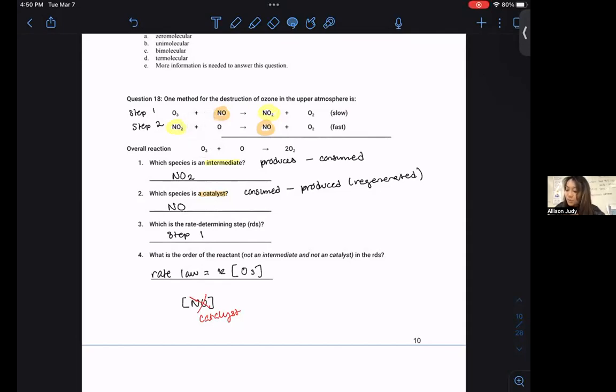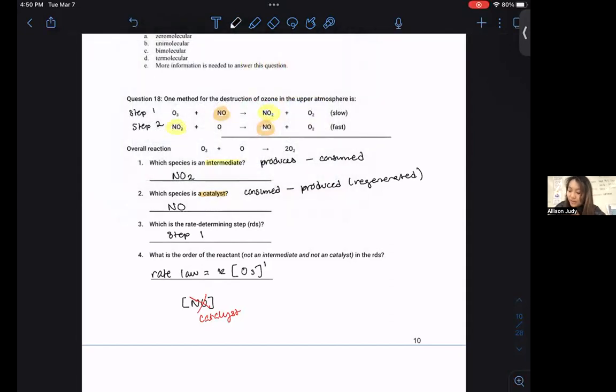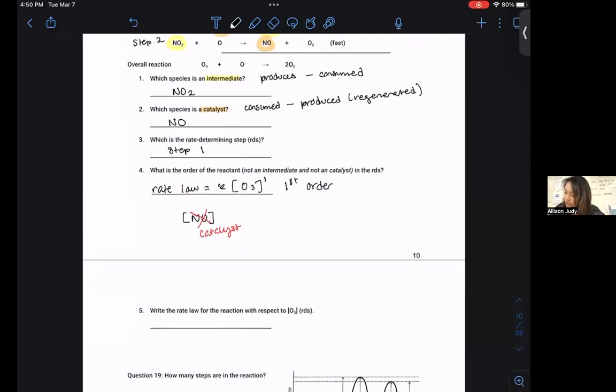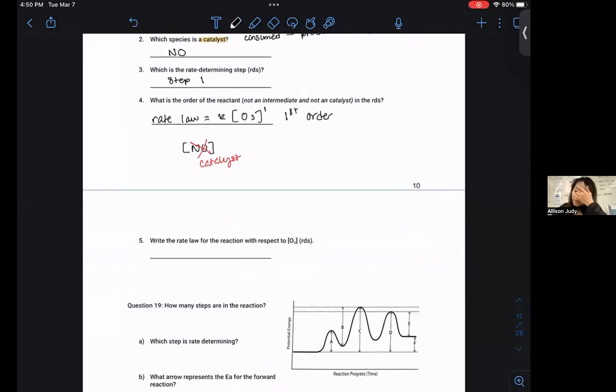In elementary steps, the coefficient in front is the reactant order. So this would have a reactant order of 1, which you can, or often don't, write. So we say that this is first order. Finally, write the rate law for the reaction with respect to O3. I actually kind of just did that, so I comboed all of this. The rate law for the overall reaction being determined by the rate determining step is k times O3 raised to the power of 1, or just not written.